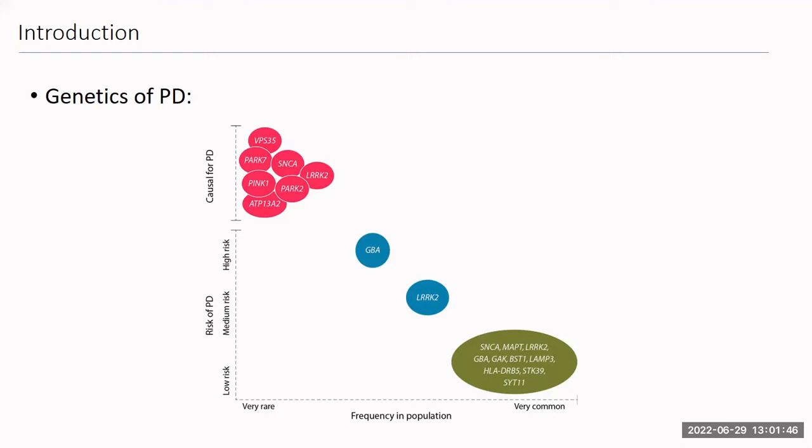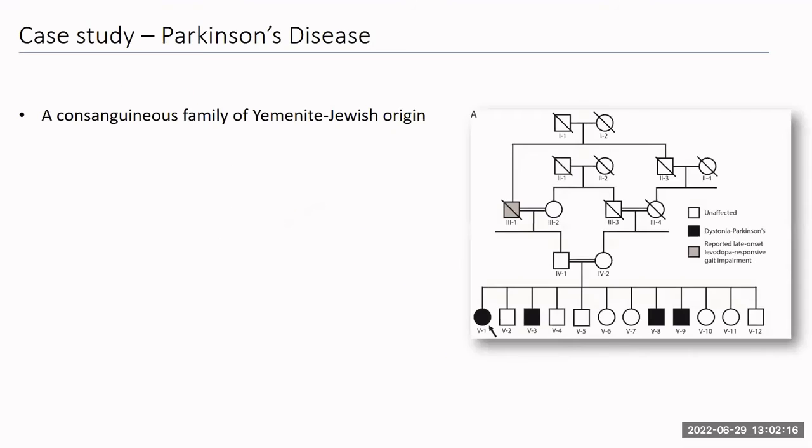On the other hand, genome-wide association studies have identified a large number of common genetic variants that individually contribute a small amount to the risk of developing PD. In the middle of the spectrum lie variants that are uncommon but rare, such as in the genes GBA and LRRK2, and these exert an intermediate risk to Parkinson disease.